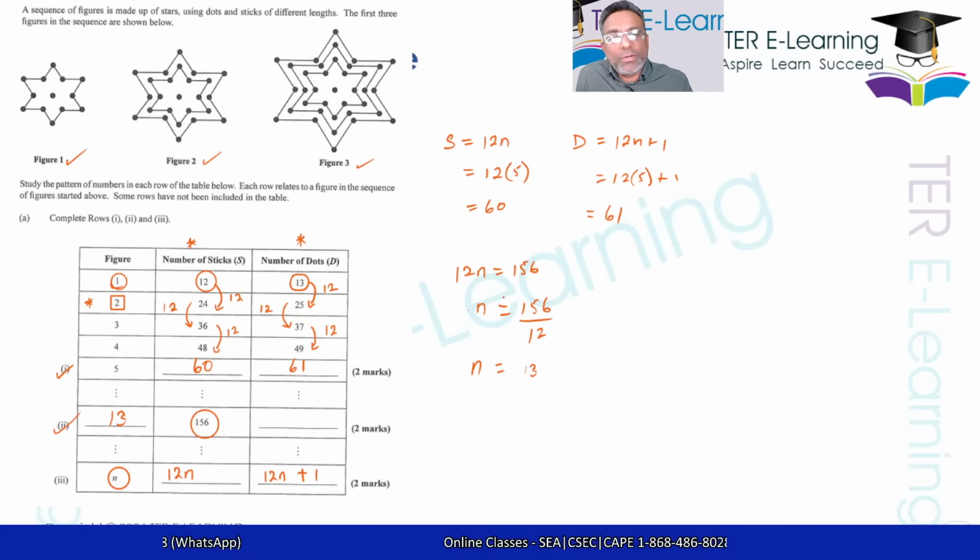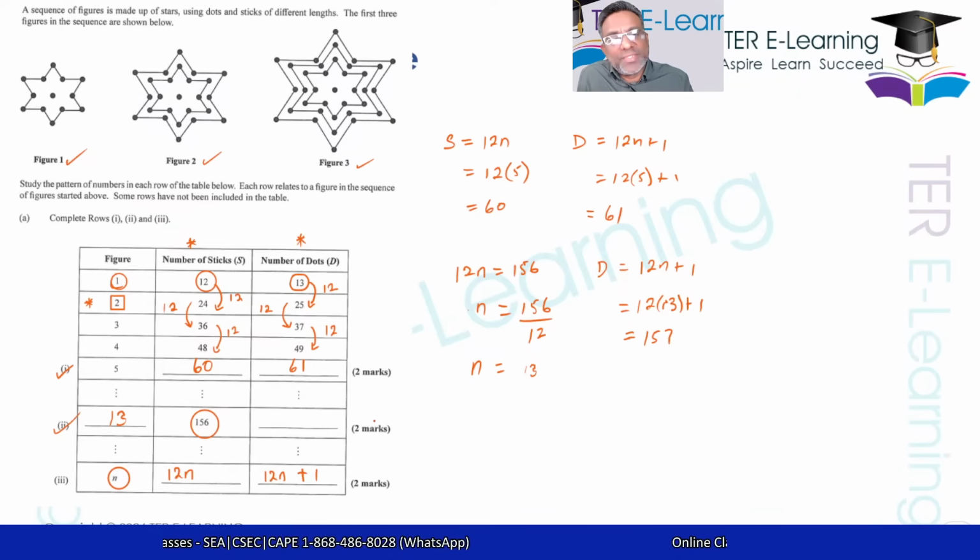For the number of dots now, all I need to do is use the same formula. So the number of dots is equal to 12n plus 1. So this is going to be 12 by 13 plus 1. But if you notice something here, the number of dots is just one more than the number of sticks. So without a calculator, I know this should give me 157. So again, once we have questions where we have a repeated term, those are easy patterns you can figure out.